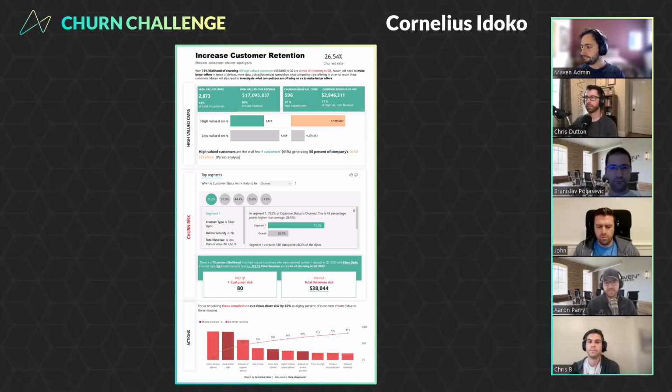And then finally, in the action section, I like the use of the Pareto chart here to help the company identify the different areas that need to be improved to ultimately help reduce the likelihood of churn. Again, I think this is a really intuitive way to help the company identify where some of their biggest complaints are coming from, and then their relative impact. So yeah, overall, great job, Cornelius.